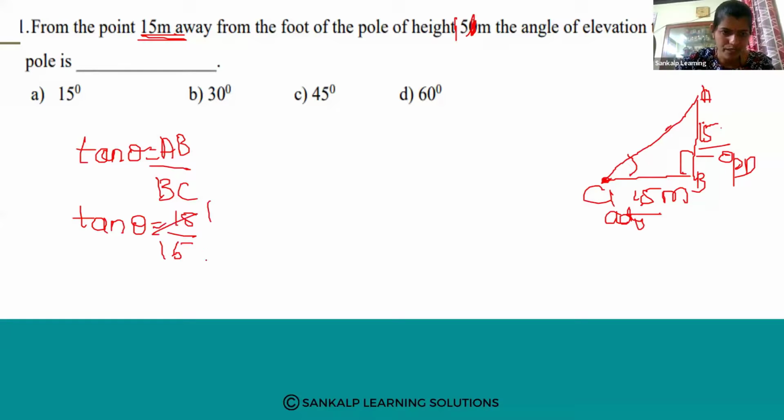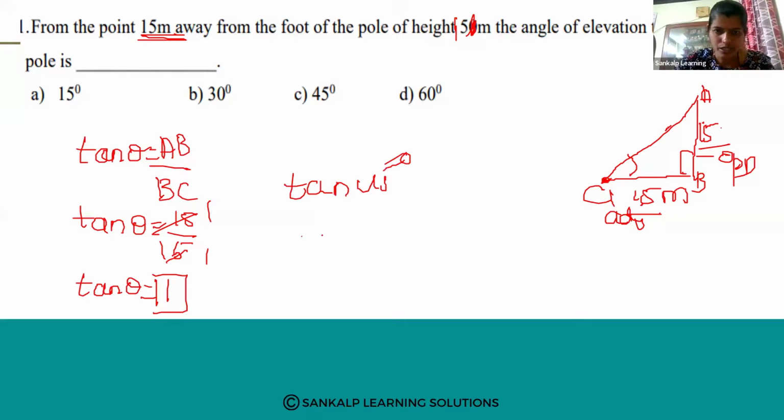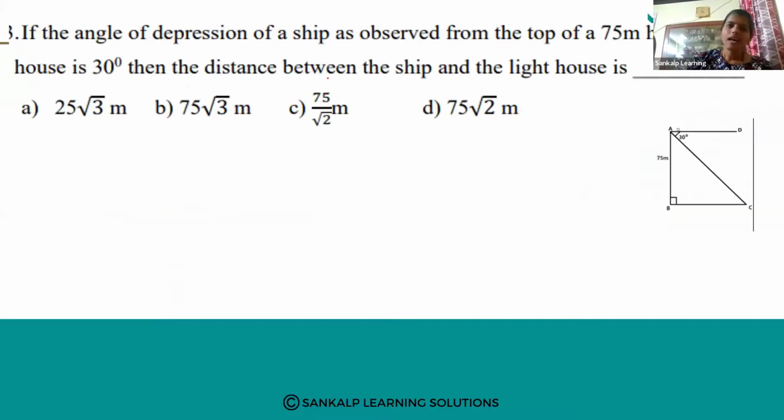So 15 ones are 15, ones are. Tan theta is equal to 1. So 1 means tan 45 degree. Yes or no? So tan 45 degree. Therefore theta is 45 degree. Therefore C option is 45 degree. Tan 45 means it is 1. Yes or no? Okay.